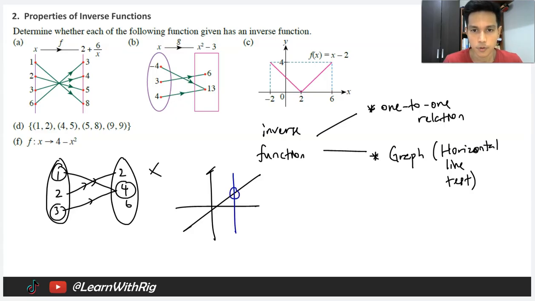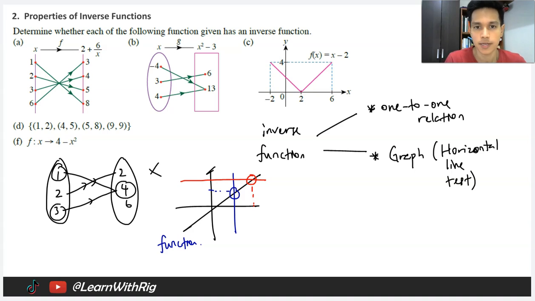So if it cuts one point, it means it fulfills the one-to-one relation. One object has one image, so therefore this line is a function. Okay, but now you want to determine inverse function, correct? So for inverse function you have to use the horizontal line test, where you draw a horizontal line. So let's say you draw a horizontal line here. You notice that it only cuts one point, right? So because it only cuts one point, you can say it has an inverse function, because it fulfills the one-to-one relation.